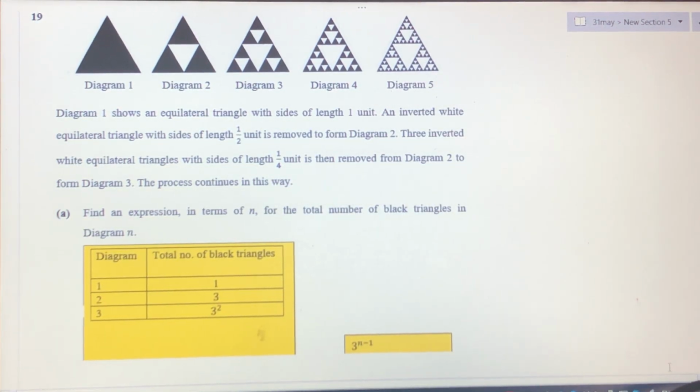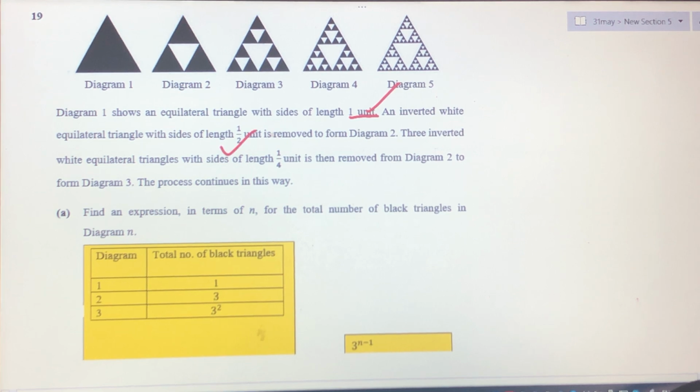This one, if you didn't get it, it's because you didn't really look carefully. So this diagram shows an equilateral triangle with a side of 1 unit. An inverted white triangle is removed to form diagram 2. That means this one was removed, and diagram 2 comes out. Then 3 inverted white triangles of length 1/4 unit are removed from here: 1, 2, 3. Can you see that? Then the process continues this way. Now find an expression in terms of n for the total number of black triangles in diagram n.